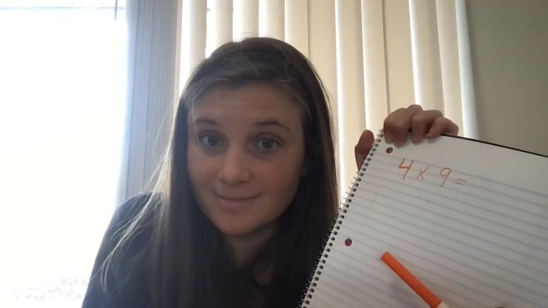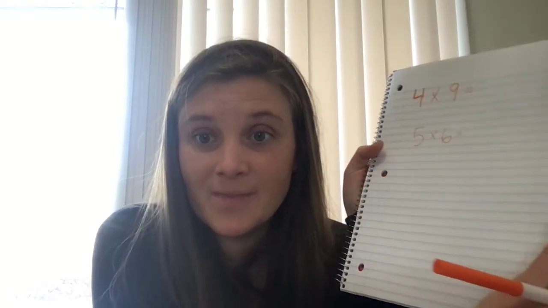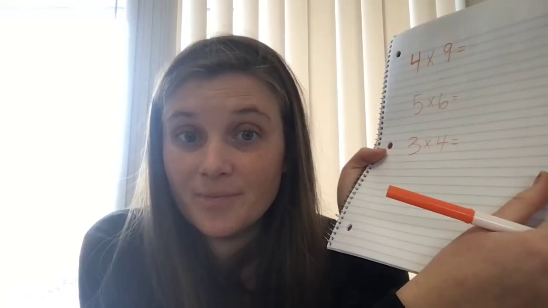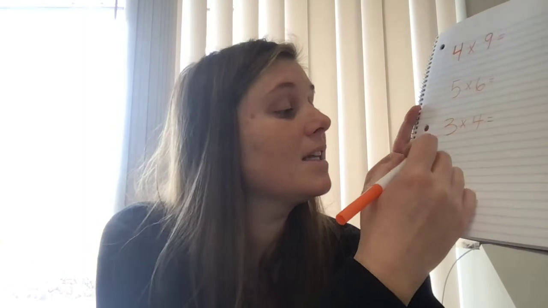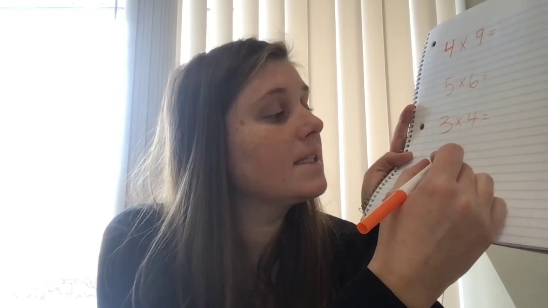Okay, now what I want you to do is I want you to go get eight index cards. Okay, go get eight index cards and come back. Okay, on your first index card, I want you to write 4 times by 9 equals. Then I want you, on your next index card, so get a new one now, I want you to write 5 times by 6 equals. Then on your next index card, I want you to write 3 times by 4 equals. And on the next index card, I want you to write 2 times by 7 equals.